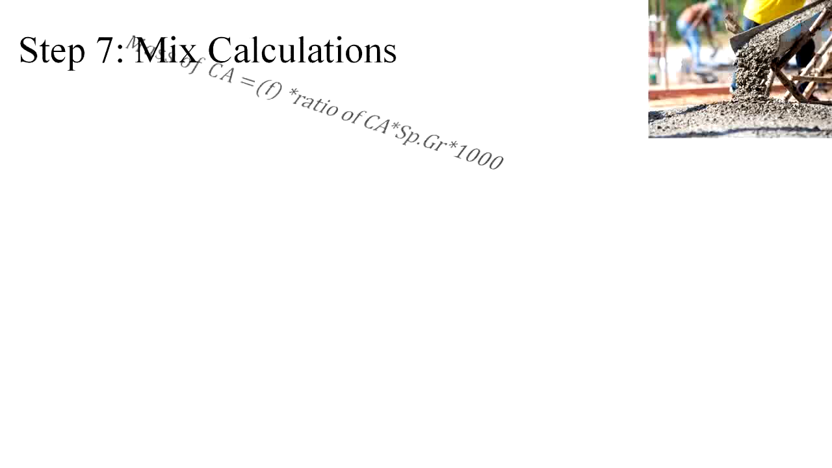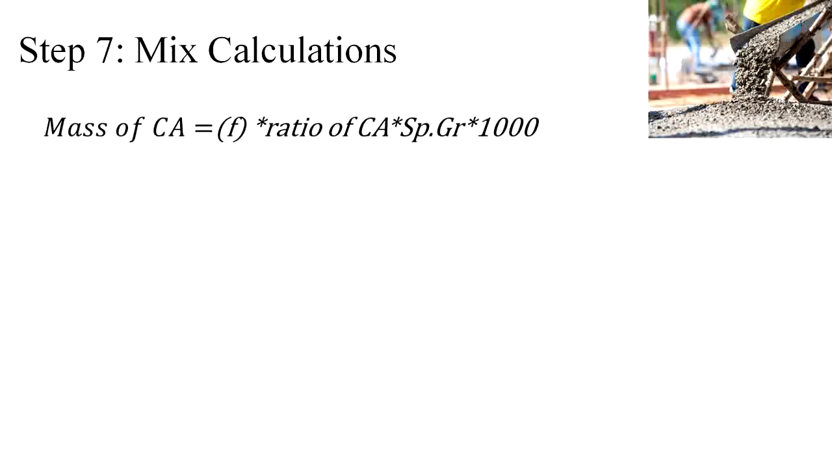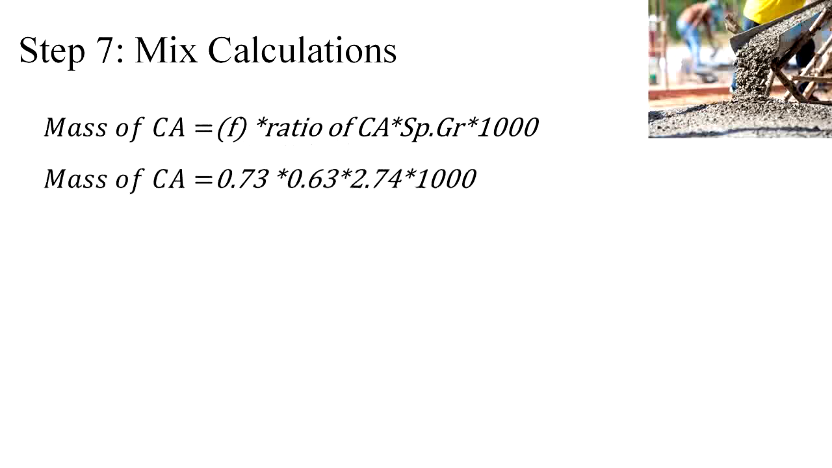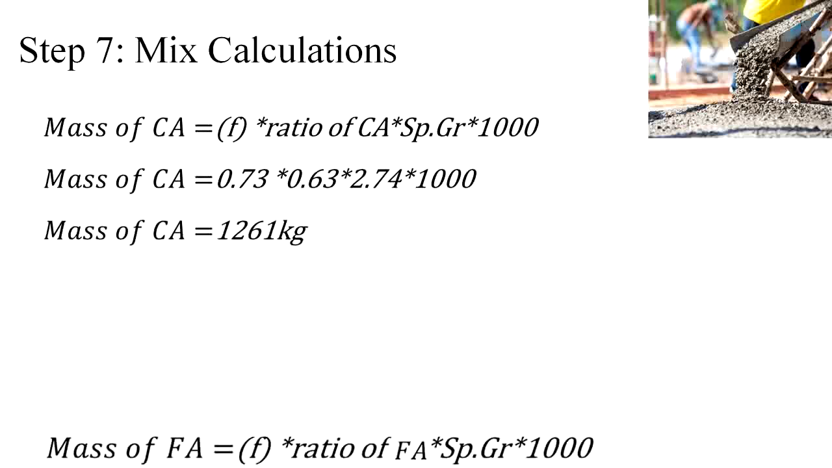Next, we will be moving on with the mix calculations. The mass of coarse aggregate is equal to F into the ratio of coarse aggregate into the specific gravity of coarse aggregate into 1000. The value of F is calculated in the previous step. The ratio of coarse aggregate is the volume content of coarse aggregate, which is 0.63, and the specific gravity is 2.74, which is already given in the problem. By solving this, we will be getting the mass of coarse aggregate as 1261 kg.